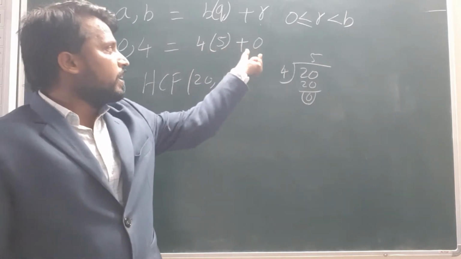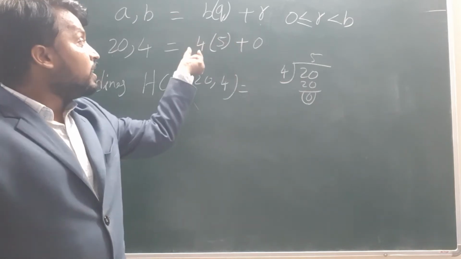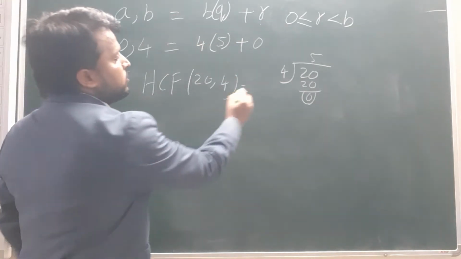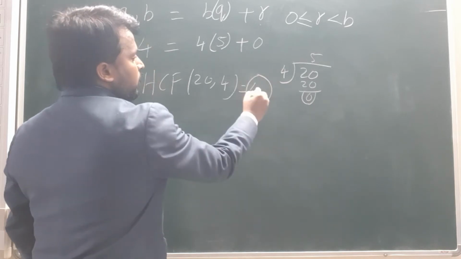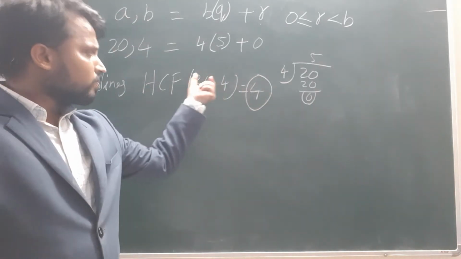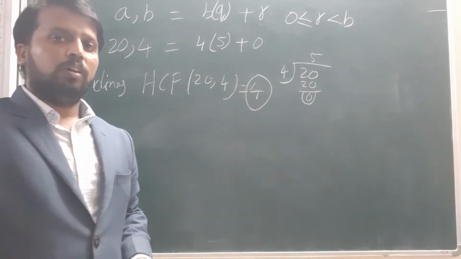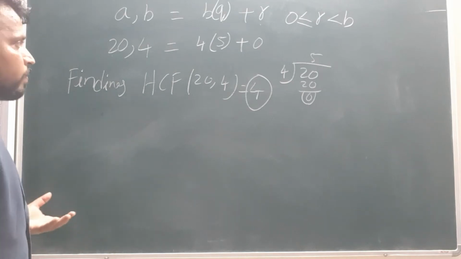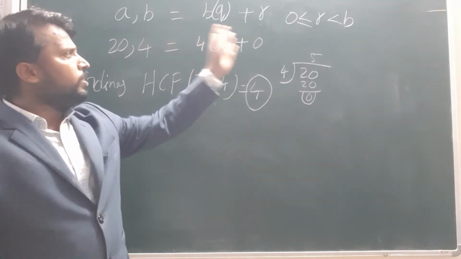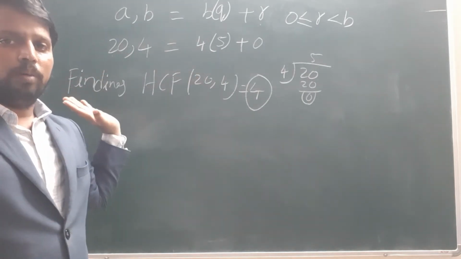When we get the remainder as 0, then the divisor is the HCF. For 20 and 4, the HCF is 4. And here it ends in one step. Why? Because it is exactly divisible.